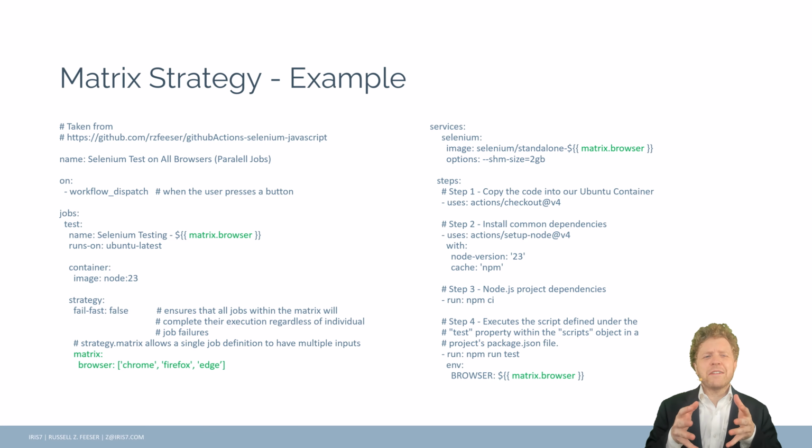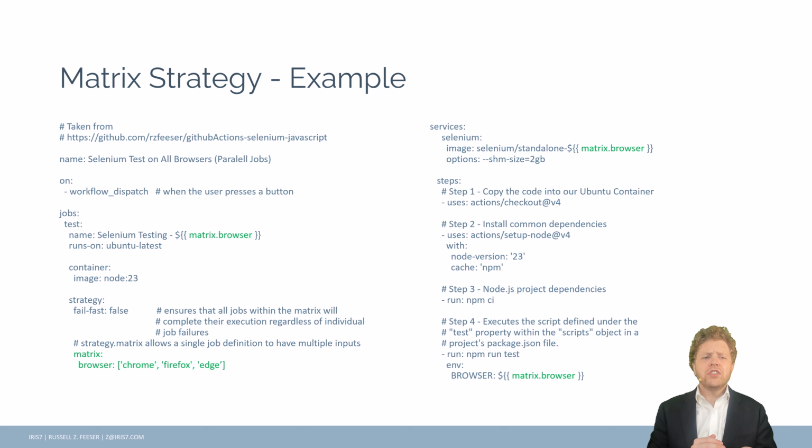Gang, let's look at a matrix strategy example. This is taken from the workflow that we're about to look at. And this is kept pretty straightforward. We don't need to mix multiple lists together. It's just one list. Chrome, Firefox, Edge. Right? We just want all 3 of those jobs to run at the same time.